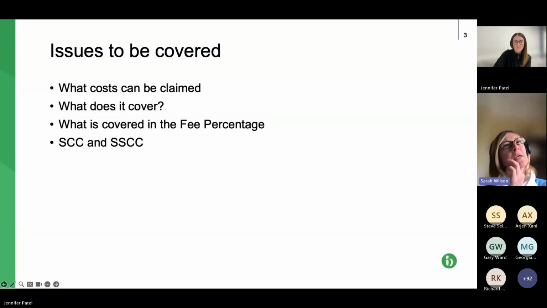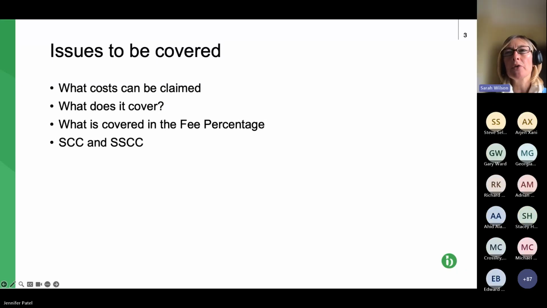So if we can just move on to the next slide, which should hopefully be what we're going to look at today. Yep, so we're looking at how you claim costs under NEC. And so that's predominantly the SCC, the Schedule of Cost Components, and then the shorter Schedule of Cost Components, SSCC. I'm going to talk about them as the schedule and the shorter schedule.